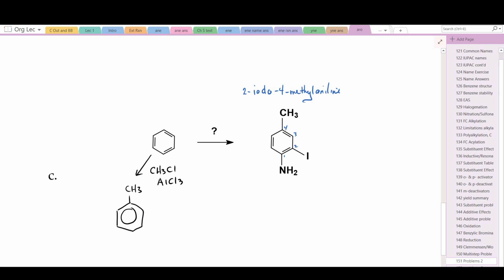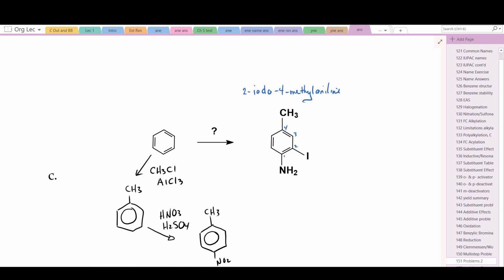What can we do next, though? We want the nitrogen group para, so let's put that on next. That'll have to go on by nitration. Conc nitric, conc sulfuric. Now we have para-nitrotoluene. We're getting close.